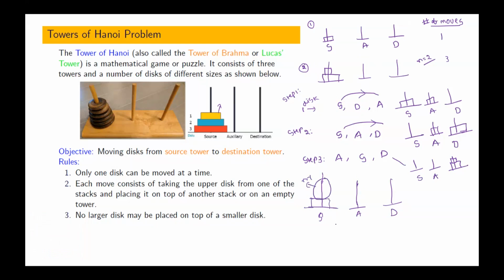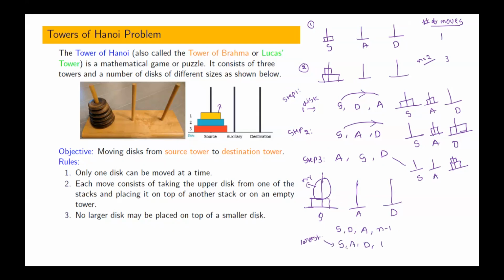So what do we do? We move the top n minus 1 disks from source to auxiliary via destination, recursively. After that, what do we do? The largest disk, we move from source to destination, one disk, the largest disk.